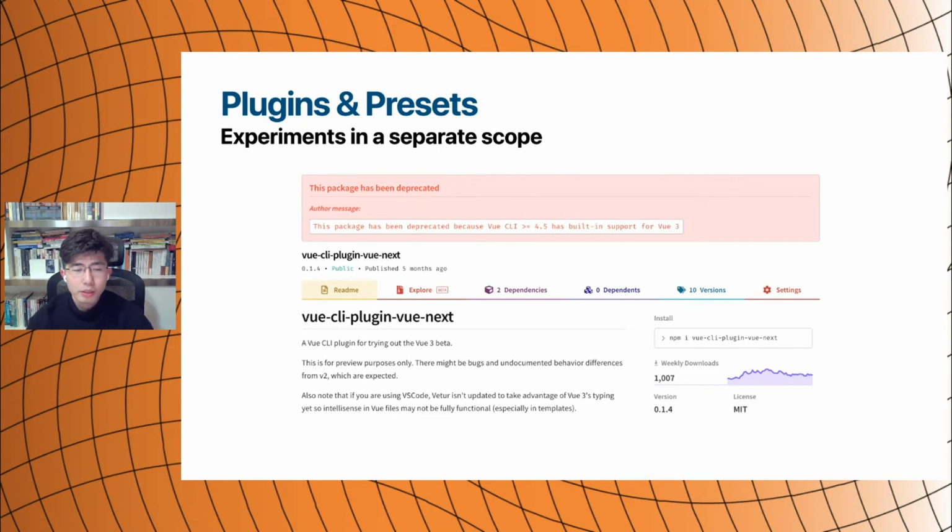So we chose to ship a separate Vue Next plugin first. And after its features stabilized, we moved the logic into the core package. And since then, the logic has been rarely touched because it's quite stable. And the original plugin has since been deprecated. So this way, we have successfully kept the complex experimental logic in a separate scope.